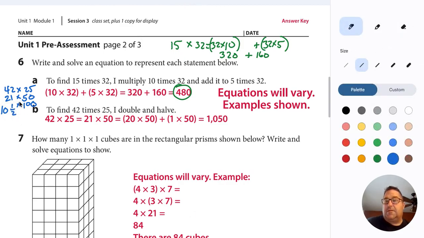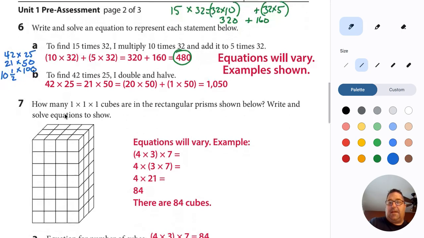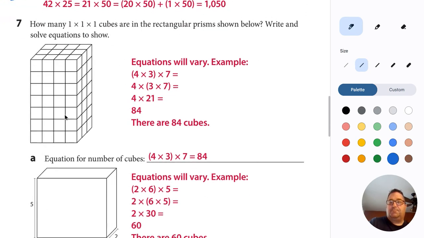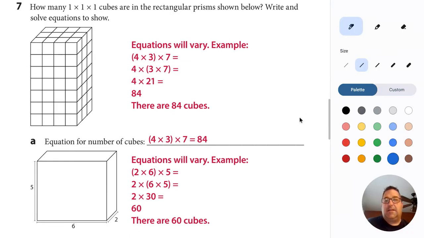So 10 times 100 is 1,000, and half of 100 is 50, so we can get 1,050. However you want to think about it, guys. But double and half.